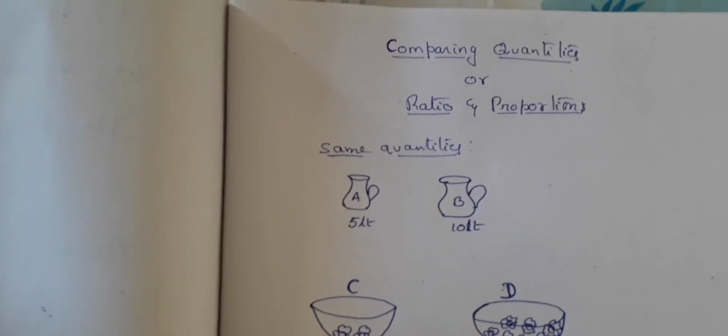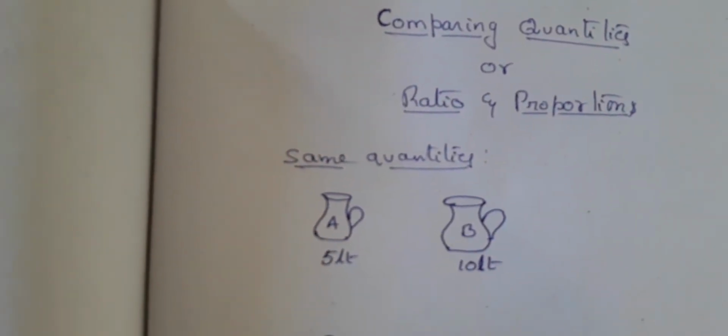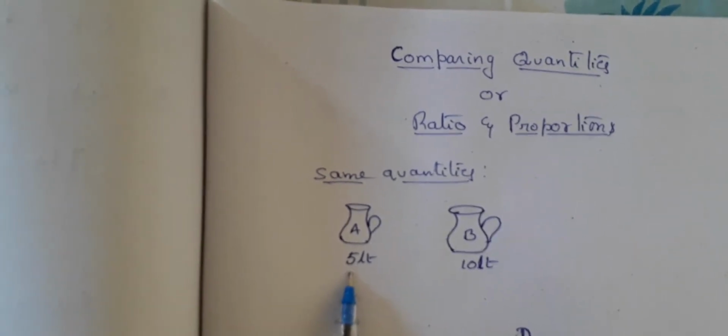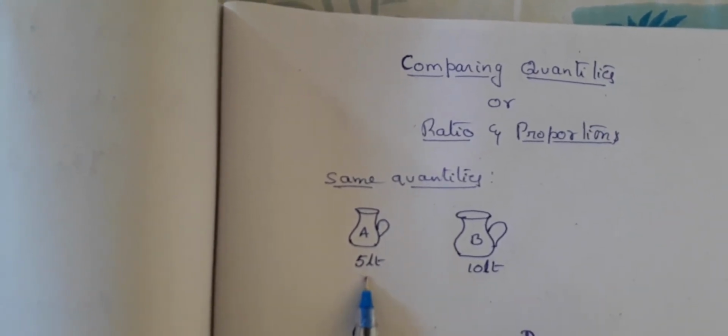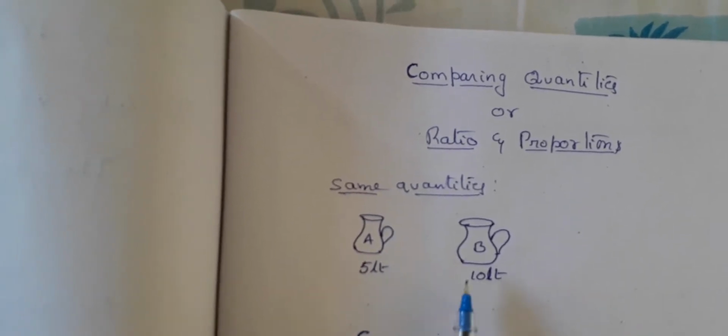So therefore, whenever you compare, how do we compare? Let us see this particular example. We have same quantities. Suppose this particular jug A is of capacity 5 liters and jug B is of capacity 10 liters. So how do we compare? In general, we say that the capacity of B is twice that of capacity of A. Is it not? So when we compare, we take any one thing as a reference. Capacity of B is twice that of capacity of A. Or we can say capacity of A is half that of capacity of B, right?